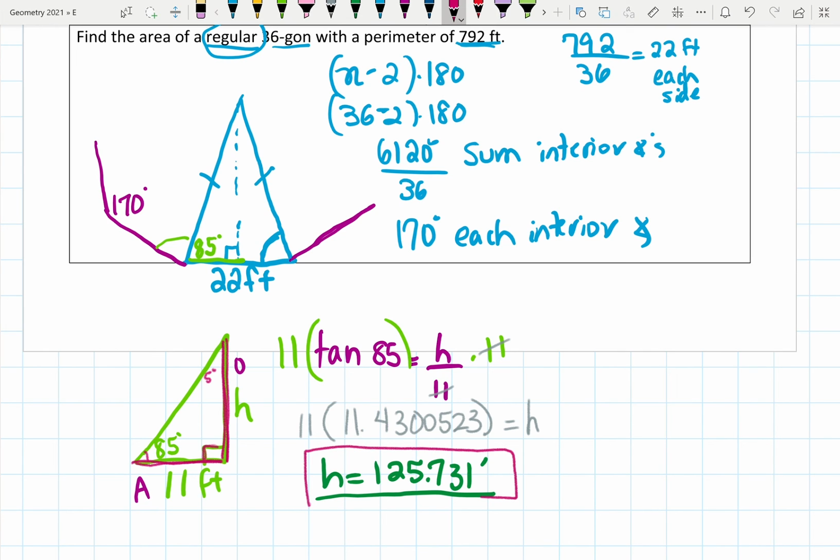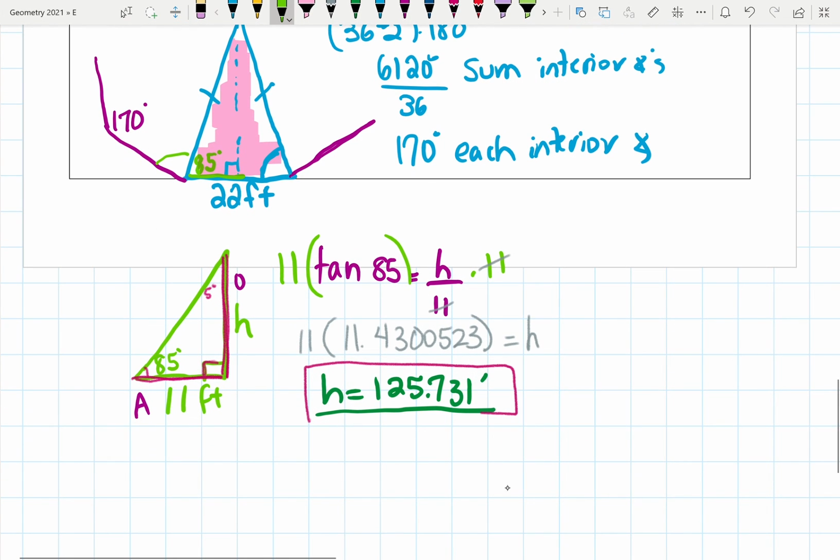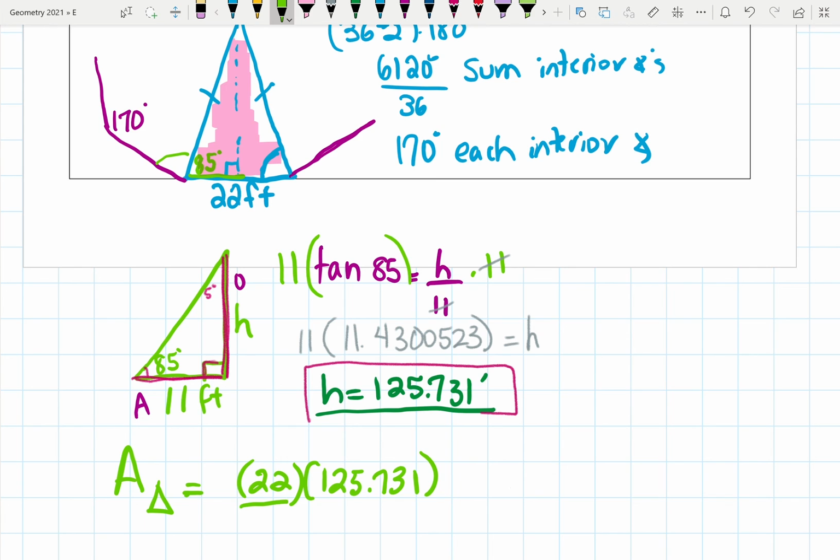It is fine. And now I can work on finding the area of one of the 36 triangles in the 36-gon. So I'm going to say the area of one triangle is 1/2 base times height. Some people prefer to do base times height divided by 2. It really doesn't matter. It's the exact same thing. And when I do that, I get the area of one triangle is approximately 1,383.036 square feet.